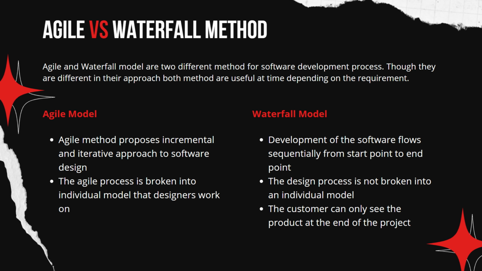Agile vs Waterfall method. Agile and Waterfall models are two different methods for the software development process. Thus, they are different in their approach. Both methods are useful at times depending on the requirement. The Agile method proposes an incremental and iterative approach to software design. The Agile process is broken into individual modules that designers work on, and the waterfall model.